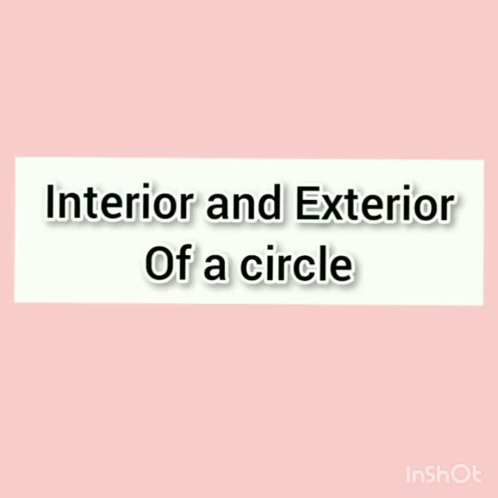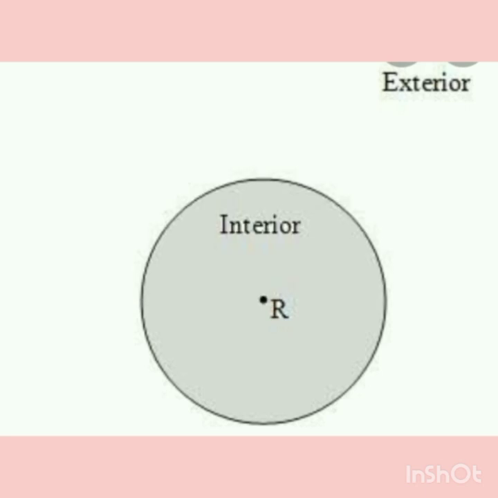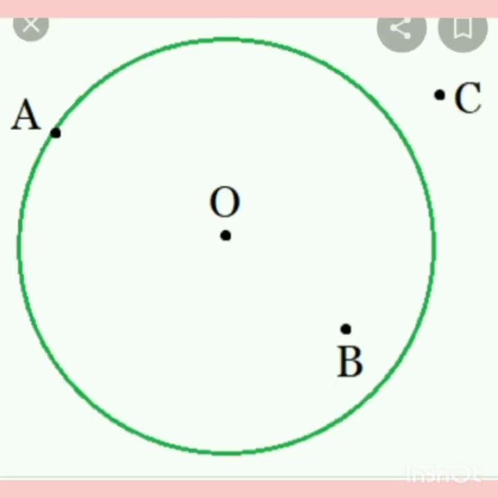Next is interior and exterior of a circle. The region lying inside a circle is known as the interior of the circle. The entire region lying outside the circle is known as the exterior of the circle. Look into the given figure. Here the points O and B lie in the interior, and O is the center of the circle. The point A lies on the circle and the point C lies in the exterior of the circle.